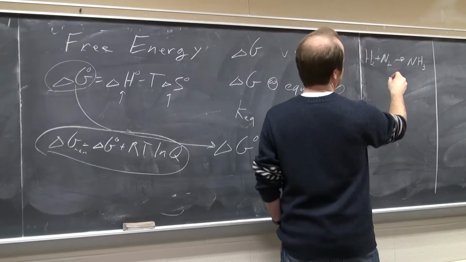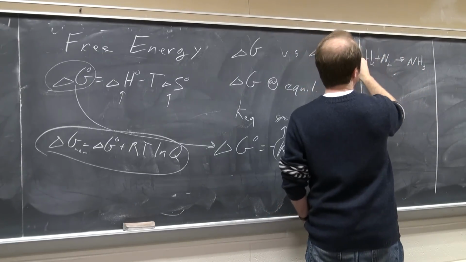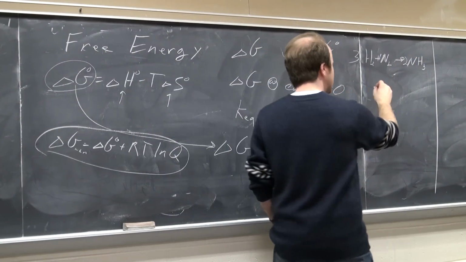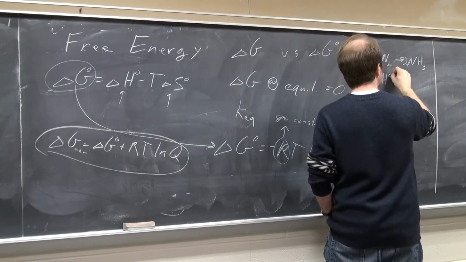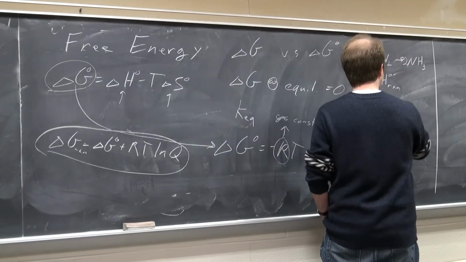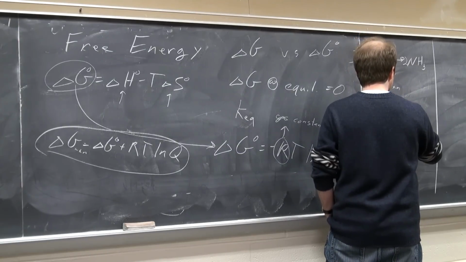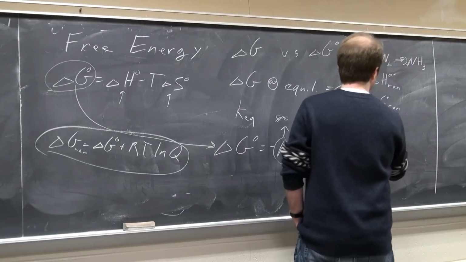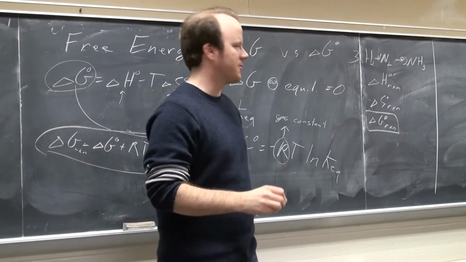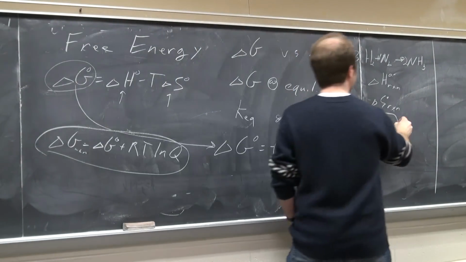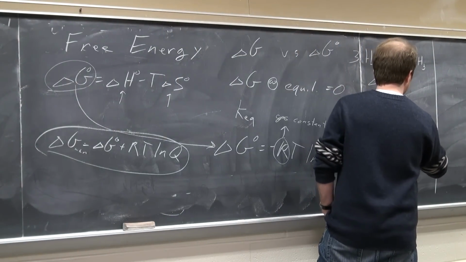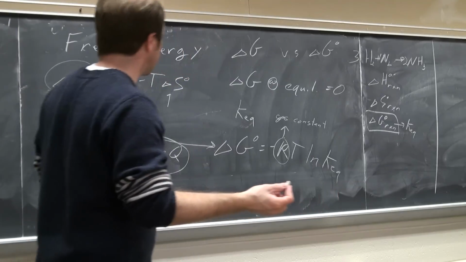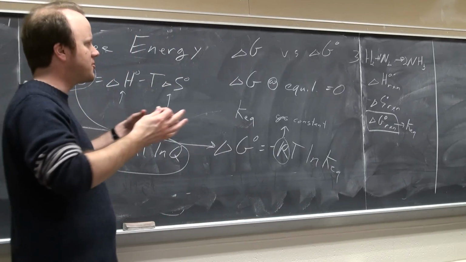So how do I quickly balance it? This is 3, 1, 2, right? So this will have a delta H0 of reaction, a delta S0 of reaction, and it will have a delta G0 of reaction. And this delta G0 of reaction is related to the equilibrium constant.